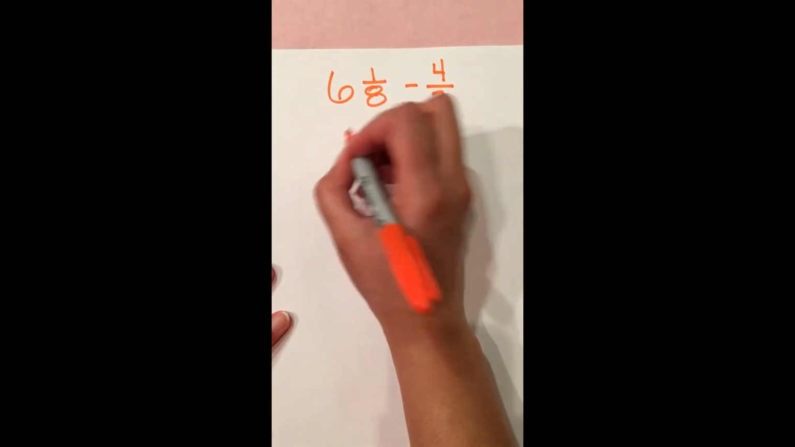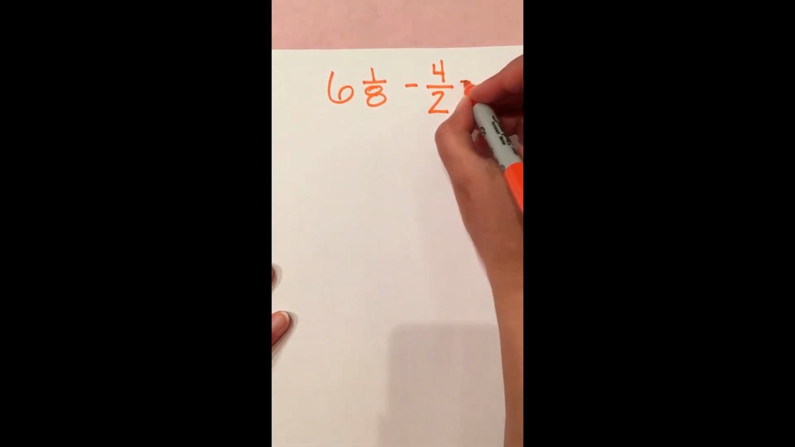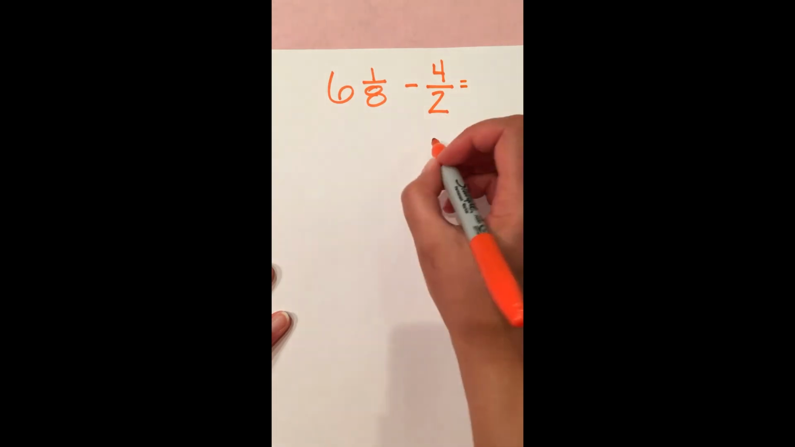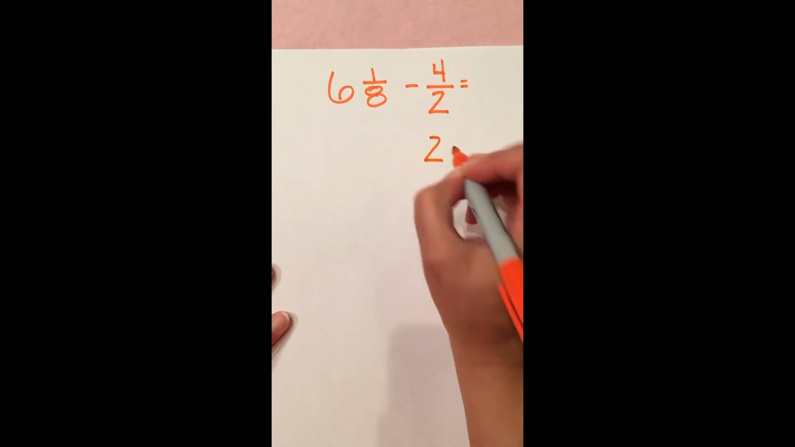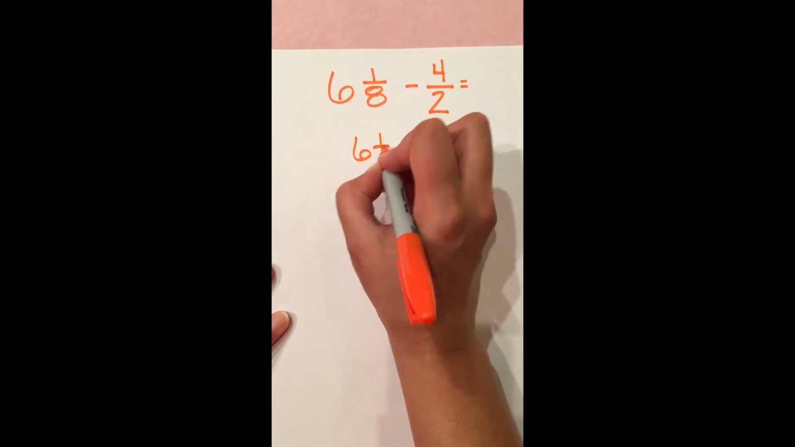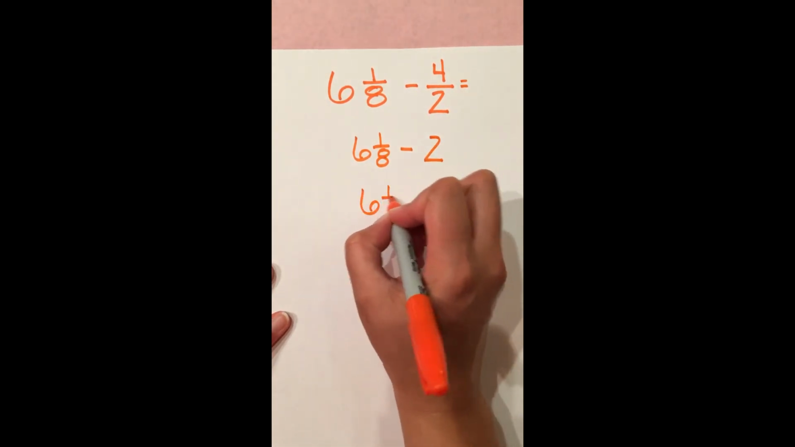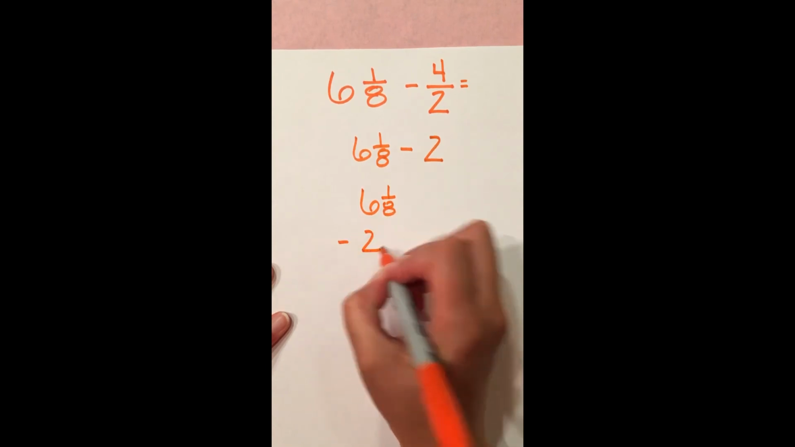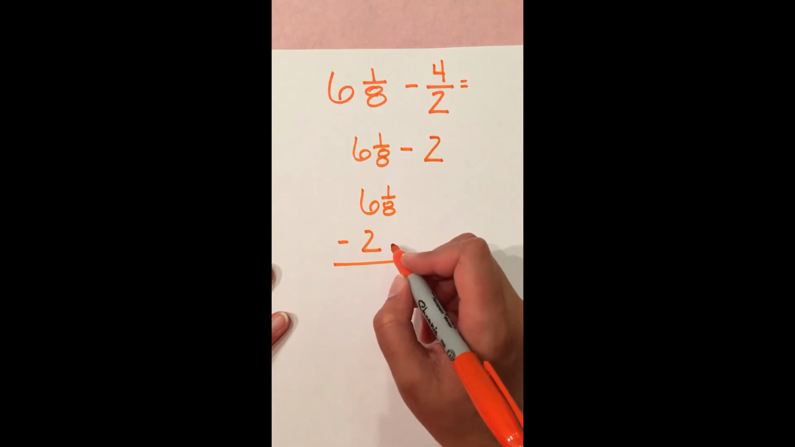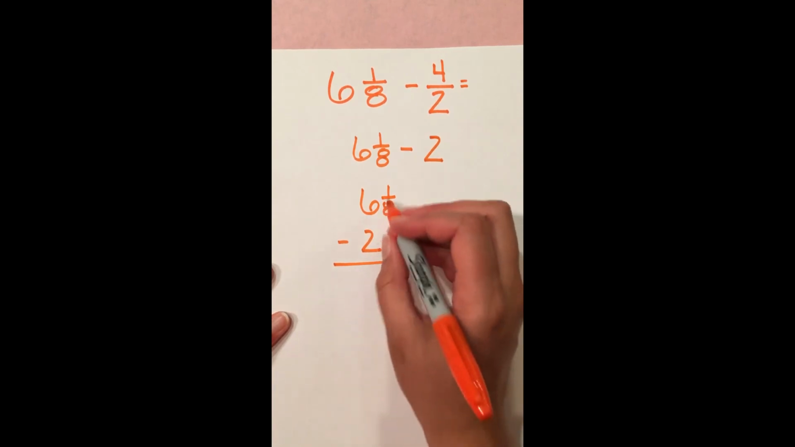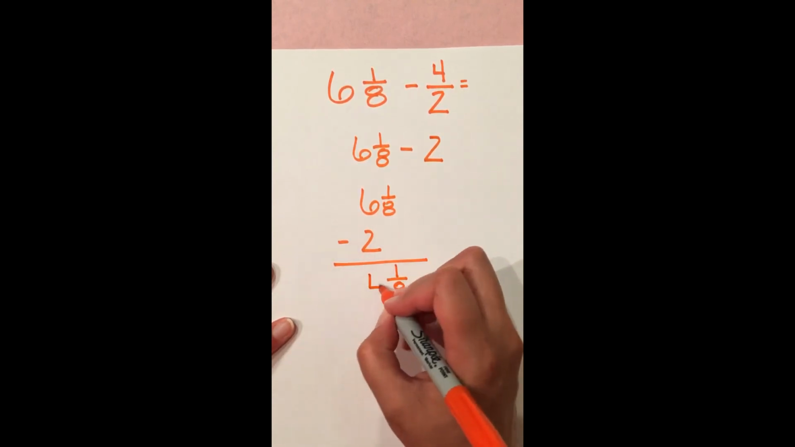So we're gonna think, how many times does 2 go into 4? It goes in there 2 times. So 4 halves equals 2. Now I have 6 1/8 minus 2. Can I solve this problem? I can. So I'm going to go 6 1/8 minus 2. Well, I don't have a fraction here. So am I going to have to do anything? No. So I'm just going to go 1/8 minus nothing is 1/8. 6 minus 2 is 4.